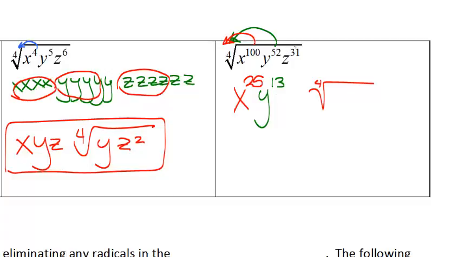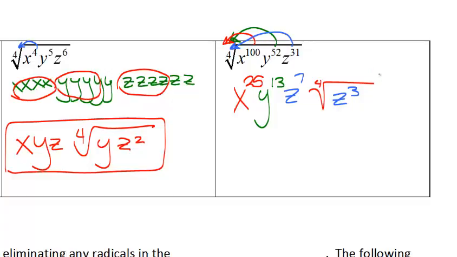Okay. For z, I'm going to take 31 and divide it by 4. And 31 divided by 4 is 7. So that's z to the 7 with some leftovers though, because 7 times 4 is 28, which leaves me with 3 leftover z's. Any leftover z's are going to go inside the radical.